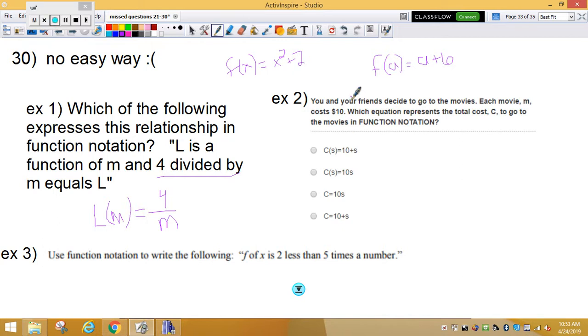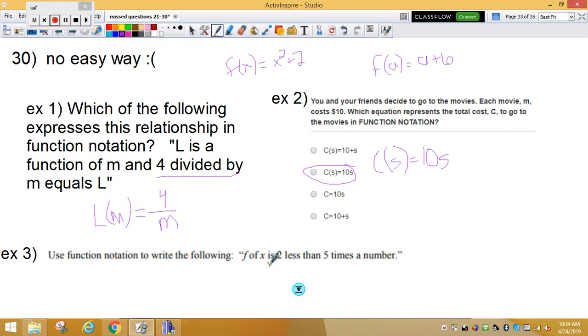Let's do example 2. You and your friends decide to go to the movies. Each movie, M, costs $10. So it's $10 for each movie. And they used S's instead of M's. That's weird. So it's 10S. And then I want to know the cost to go to the movies in function notation. So again, because it's 10S, the S is going to go inside the parentheses. So it should have been B. This wasn't even in function notation because it didn't have the parentheses.